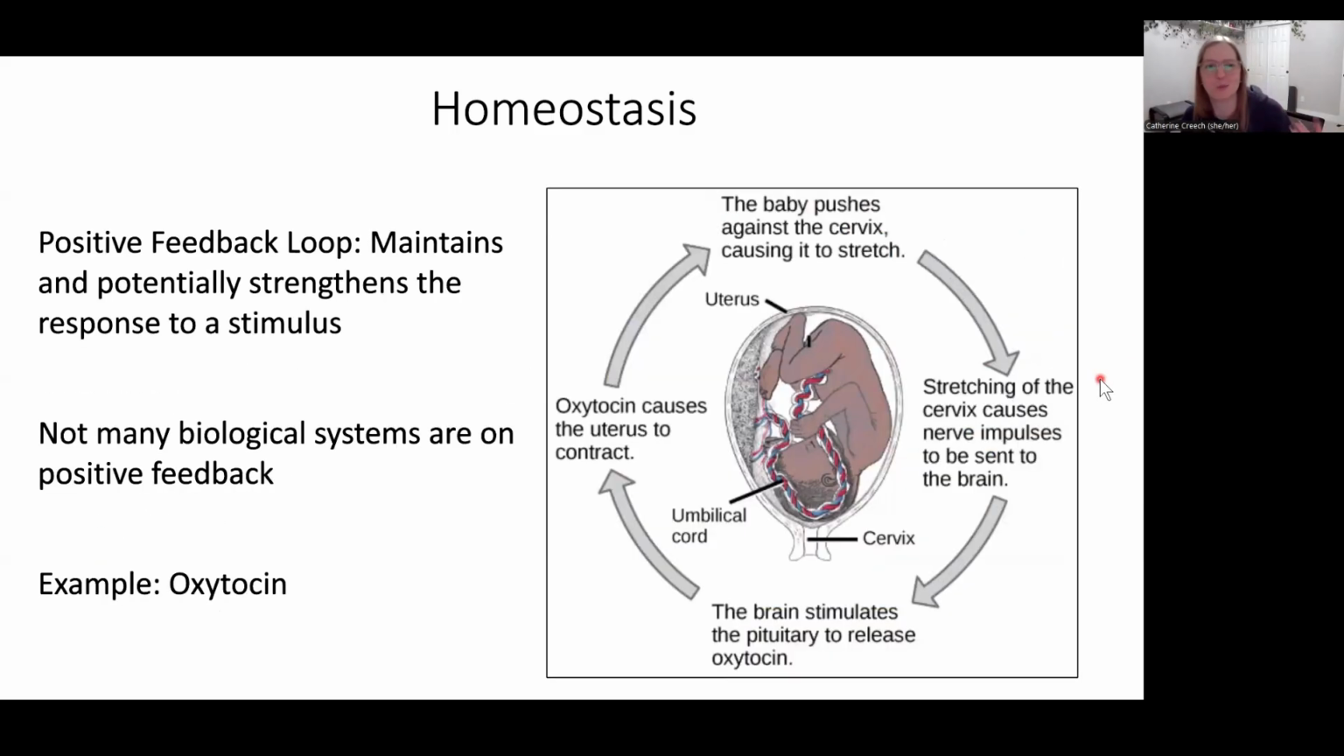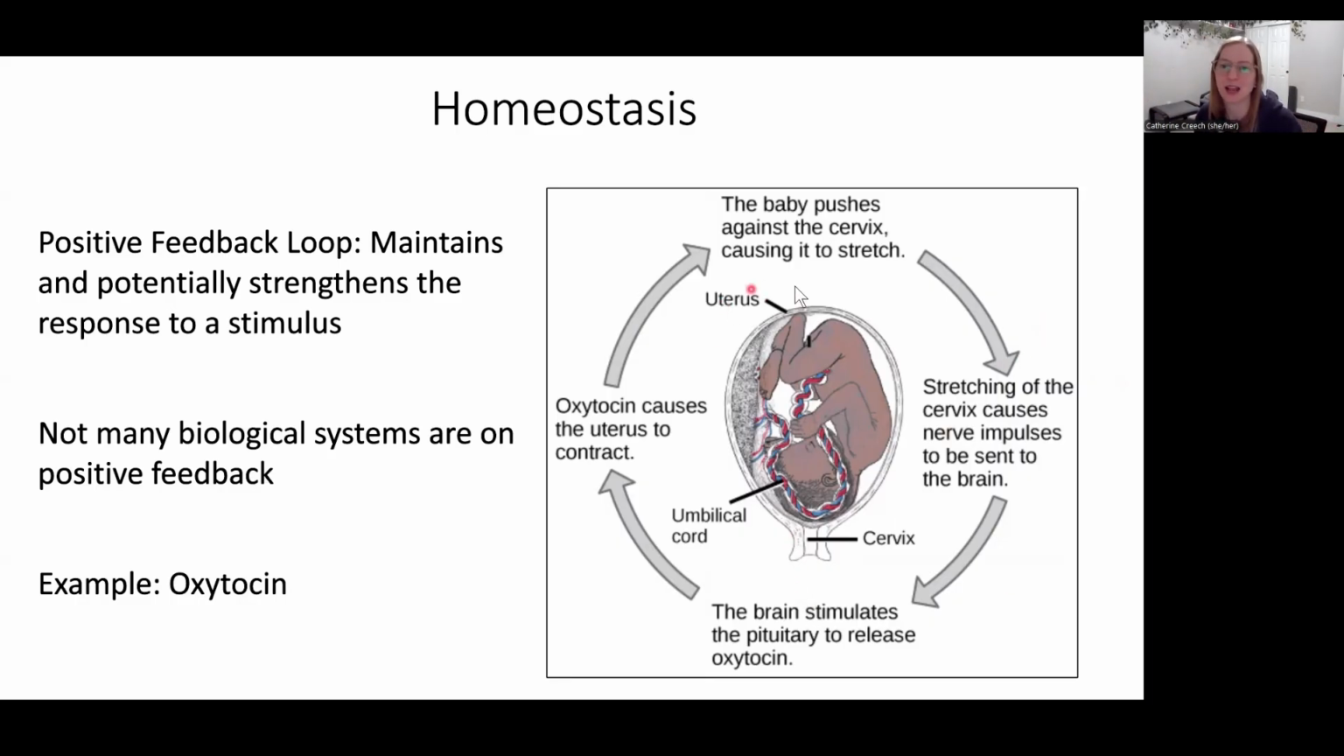Here's our example of a positive feedback loop. It is oxytocin, which is involved in childbirth. Again, there's only a few examples of this. This is one of them. Here we have the stimulus that's going to increase the stimulus, which is going to increase the response. And so it's like you're pushing it further and further and further away from the set point.